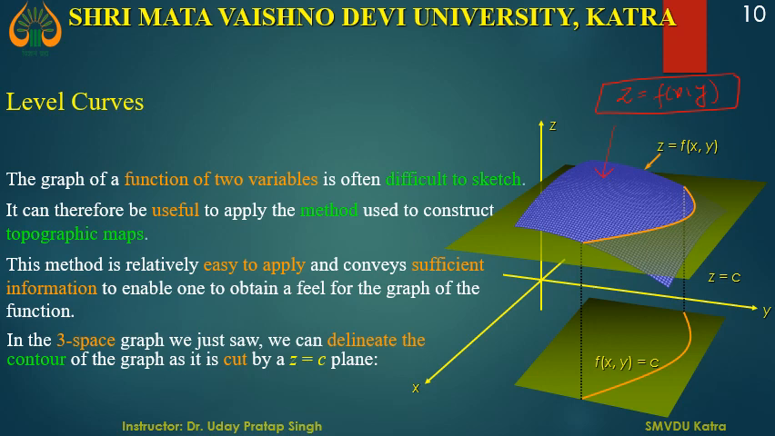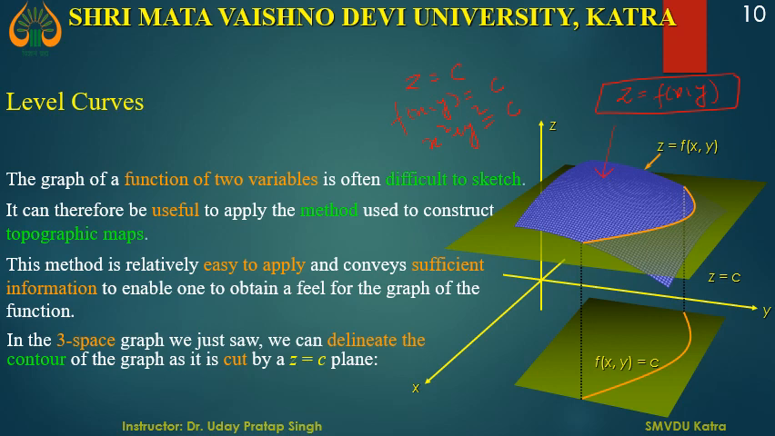Now consider z equal to c. What is z equal to c? Z equal to c means z is constant. What is z? f of xy equal to c. Let us consider one example. X square plus y square equal to c. What is x square plus y square equal to c? It is a circle with center 0, 0 and radius square root of c, right?